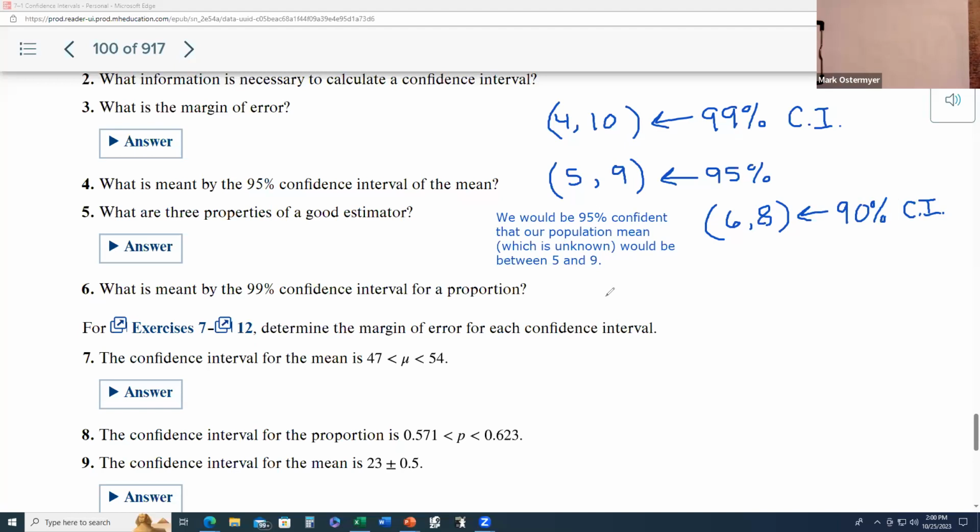Now I have a question. Which of these three confidence intervals is the widest interval? That can be found by taking the difference between your upper endpoint and your lower endpoint. Which one's the widest? The 99. Yeah, this is your widest one. Do you agree? That's your widest interval of the three. Which one is the narrowest? The 90% confidence interval. This one is the narrow one.